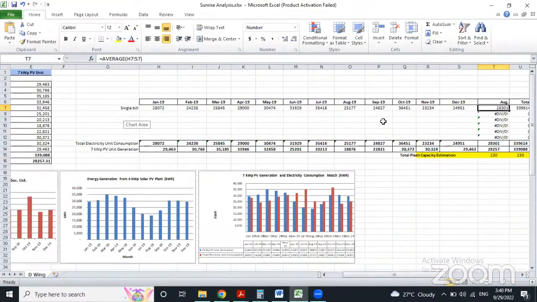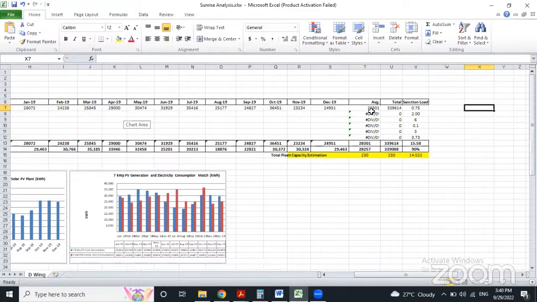So what is the average I am getting over here? I just have to enter the values and I get the average. The average is 28,301 units. From that, I directly got the PV plant capacity. As you can see over here, it's 230 kilowatt. How did I get it? I'll show.